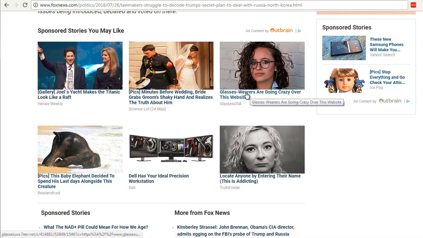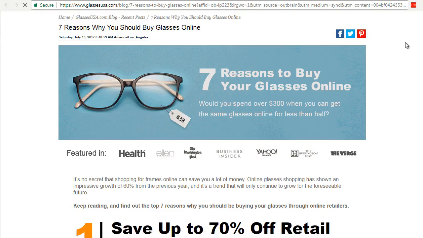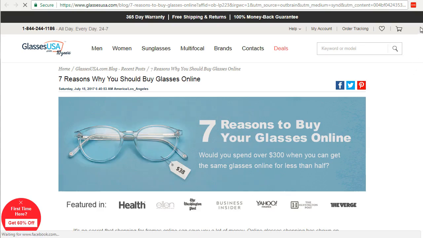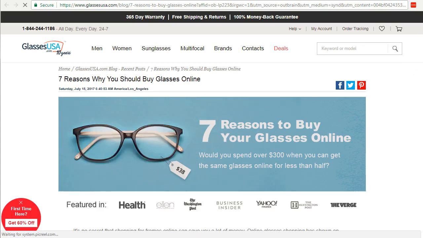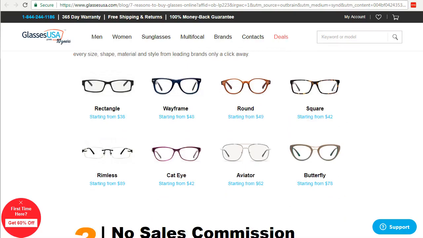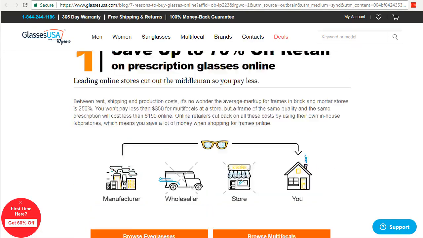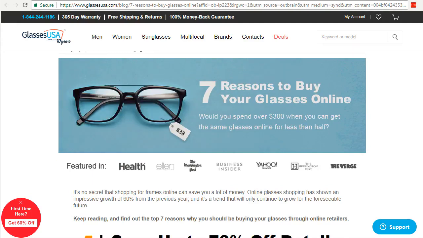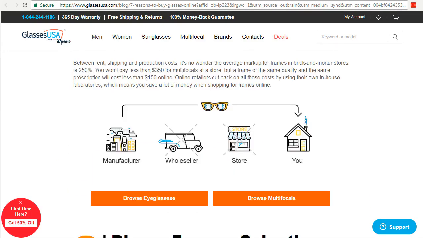So let's just click one of these. I'm sure this is selling like eyewear. So it says Glasses USA, Herald Weekly, Science Lot, Dell. So you can see who is the advertiser that is selling these items. So let's just click one of these. This one here. So this says 7 reasons why you should buy glasses online. Interesting. So what's interesting about that is it directed me straight from that ad directly to the website. And then it directs you to somewhat of an educational article. So 7 reasons why to buy your glasses online.